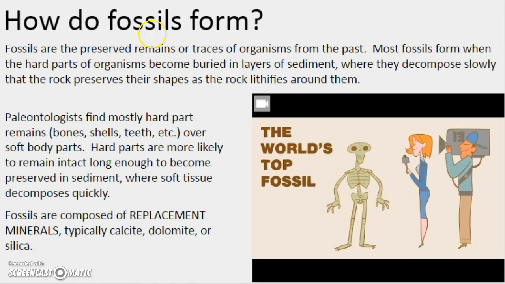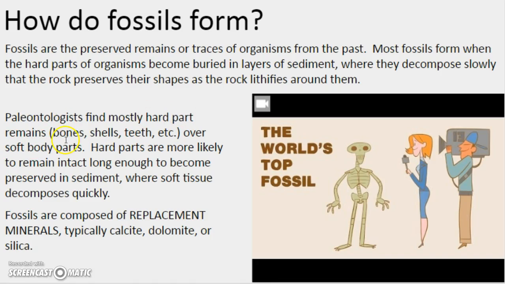So how do fossils form? Well, fossils are the preserved remains or traces of organisms from the past. Most fossils form when the hard parts of organisms get buried in sediment, where they decompose slowly, and the rock preserves their shape as the rock lithifies or solidifies around them.